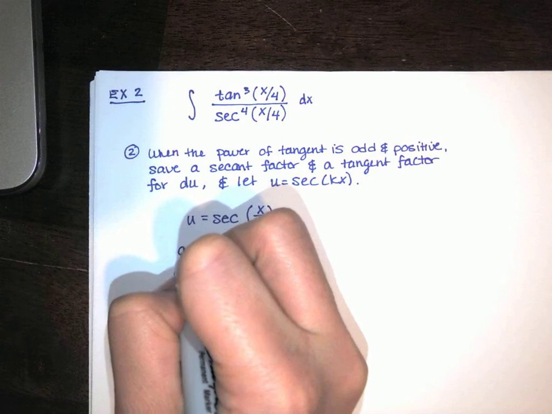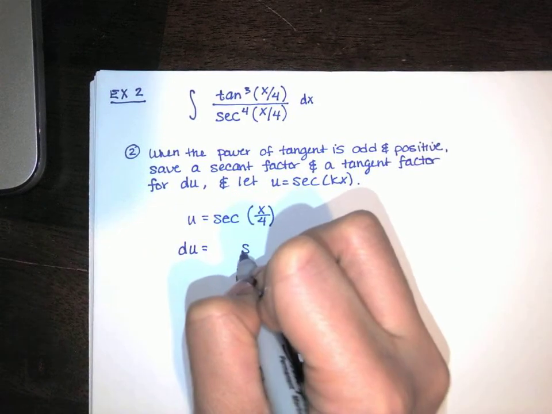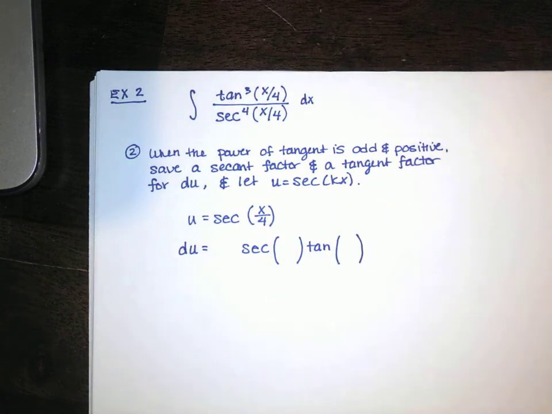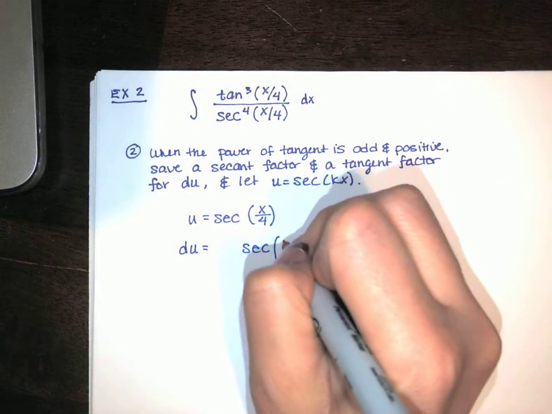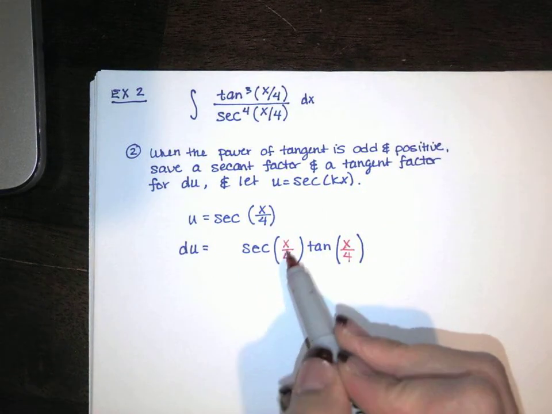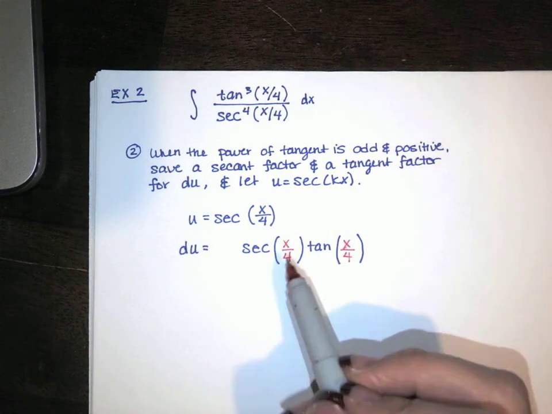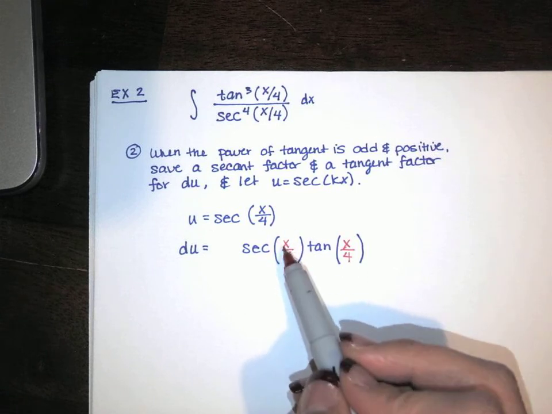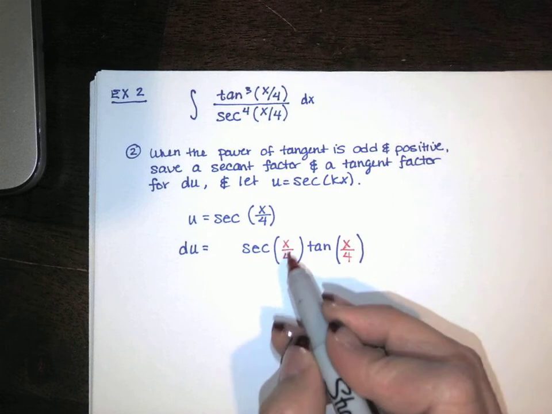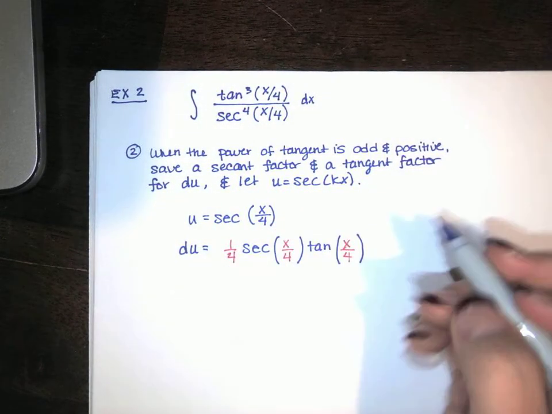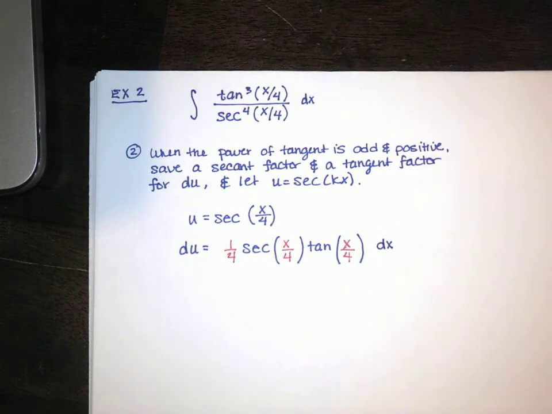And then we compute the derivative of secant. The derivative of secant is secant times tangent. Remember, your angle stays exactly the same, so I'm going to substitute in x over 4 for both of these. And then we multiply by the derivative of the inside by the chain rule. You do not have to use the quotient rule to take the derivative of this. That's just a constant times x. That's an implied 1/4 times x. So the derivative of 1/4 times x is just 1/4. Don't forget to multiply by dx, otherwise it's not the differential of u. Okay, so we're here.